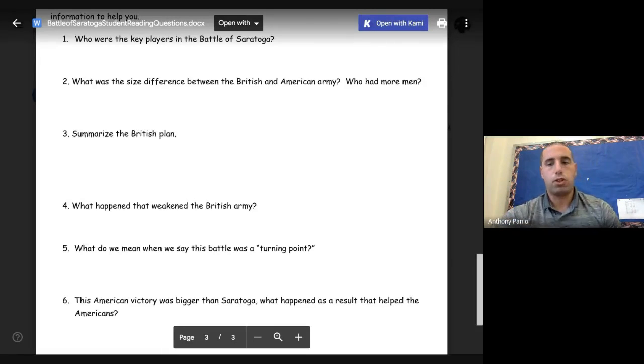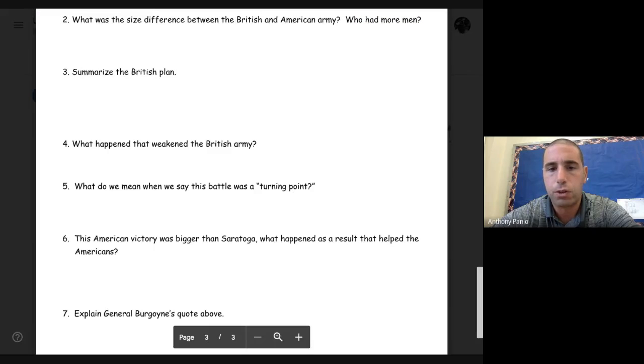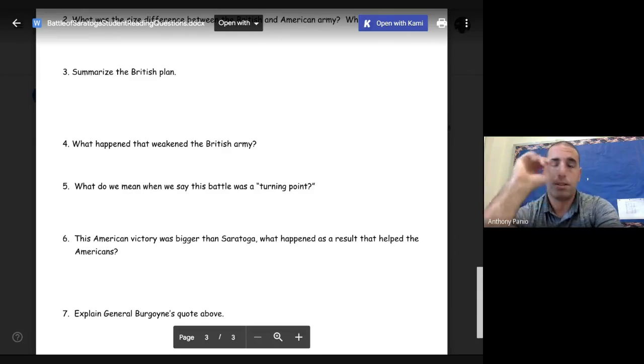So why is it a turning point? Well, that gets into number 6, and this is something you may see on your quiz tomorrow. The American victory was bigger than Saratoga. What happened as a result that helped the Americans? You guys could write that in the chat. This is the important thing for today. What's the answer to number 6?